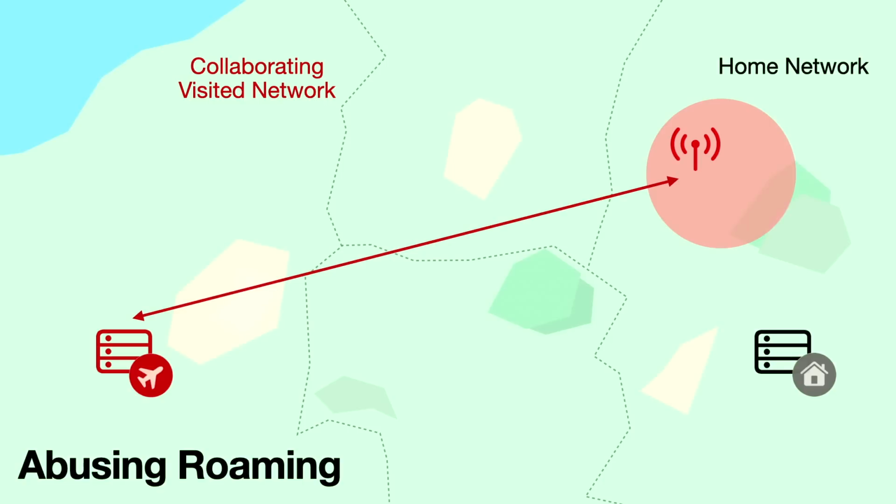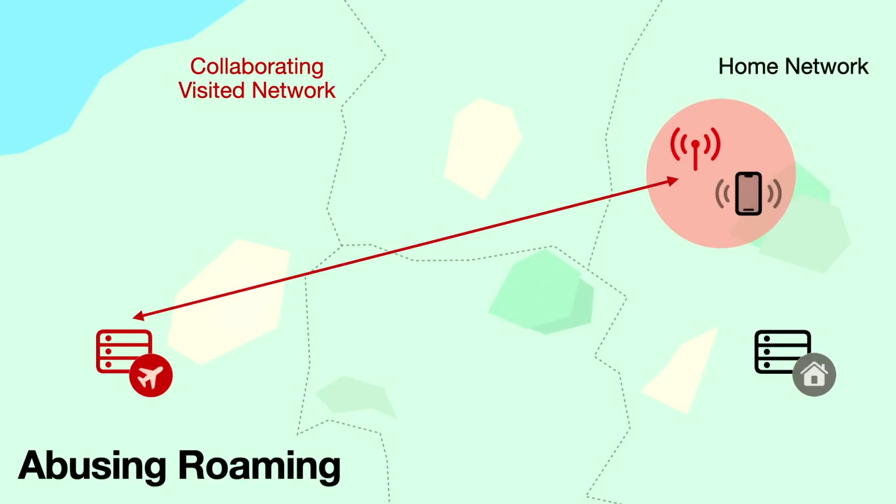When we now look at what an attacker could do, one could think of an attacker who would pose to be part of the visited network. So this attacker might set up a rogue base station, and with this, they would set up a network looking like the visited network outside of the actual coverage area of this visited network.